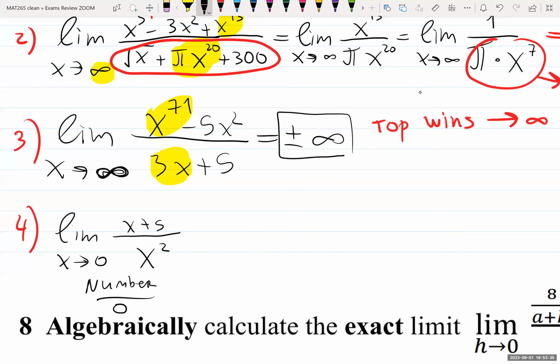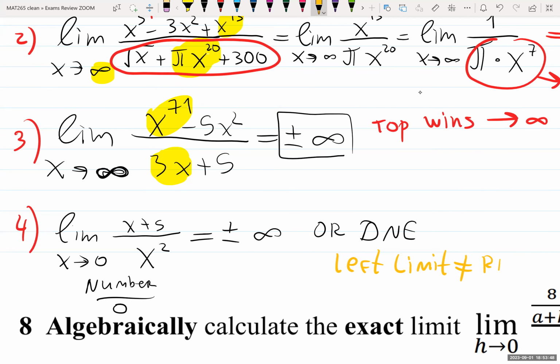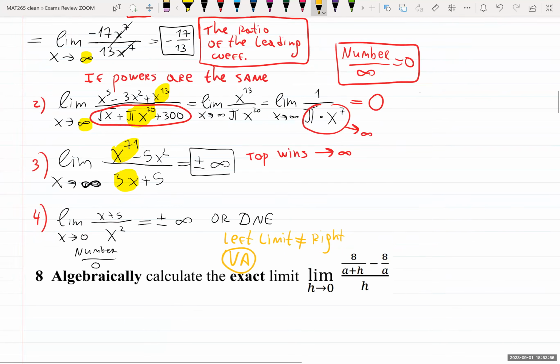over 0 case. That's the one that's kind of hard. It's either plus or minus infinity or DNE. DNE happens when the left limit does not meet the right limit. And also, in this case, it's going to be a vertical asymptote, VA. So those are the cases.